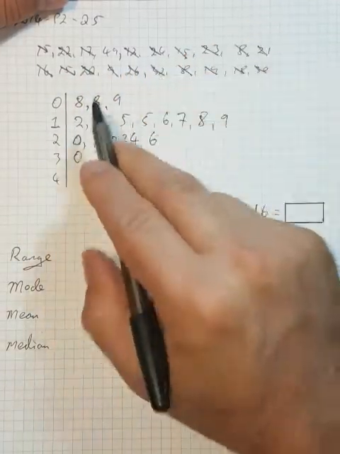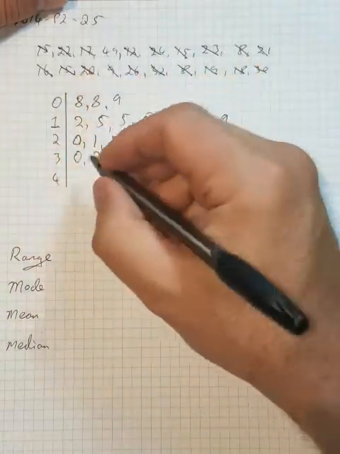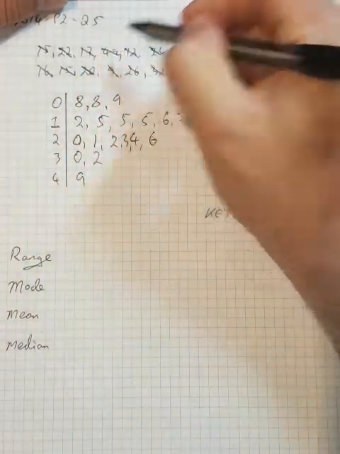And is there any other 30s? No, and we have 49. And there we go. So there's your stem and leaf plot.